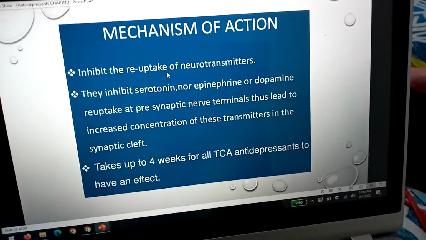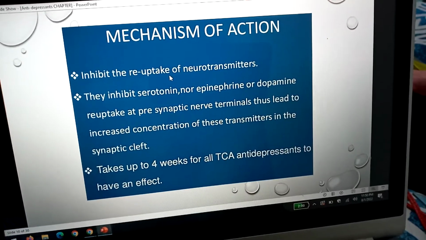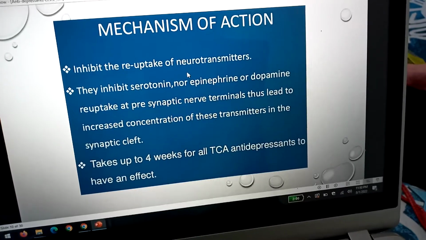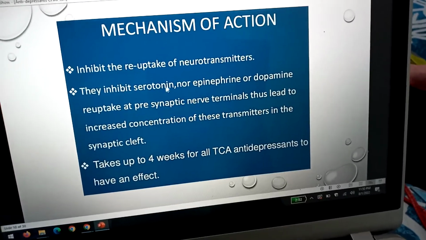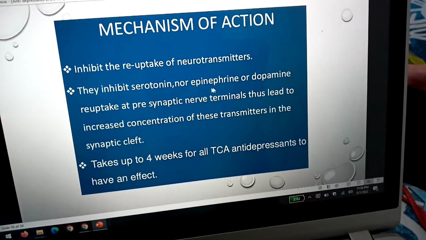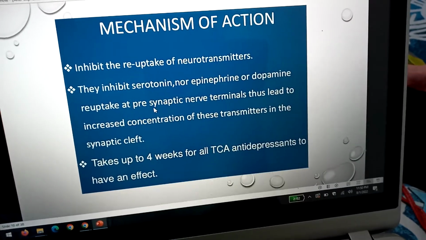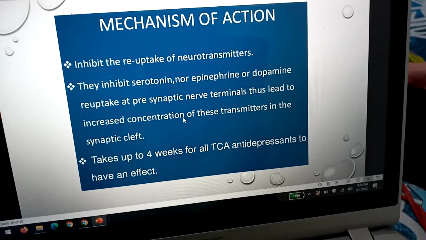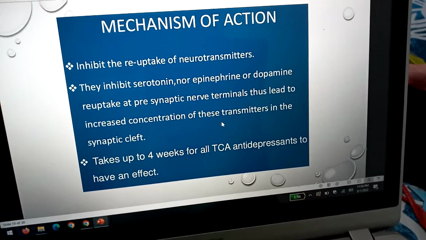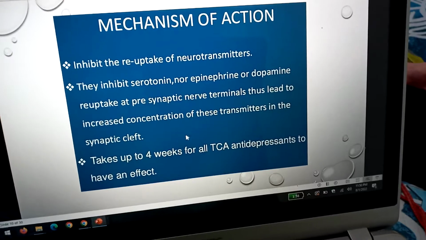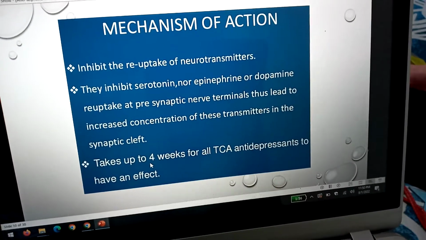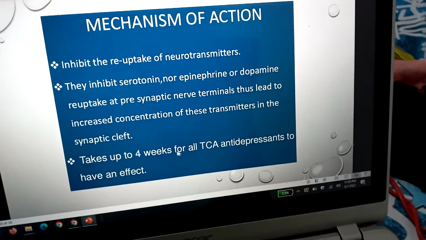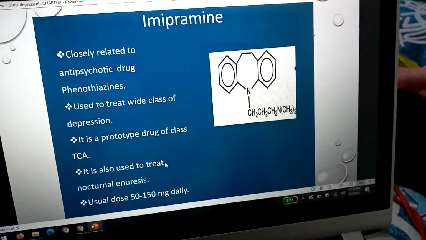Mechanism of action. The tricyclic antidepressants mainly inhibit the reuptake of neurotransmitters. They inhibit serotonin, norepinephrine, or dopamine reuptake at presynaptic nerve terminals, thus leading to increased concentration of these transmitters in the synaptic cleft. It takes up to 4 weeks for all tricyclic antidepressants to have an effect.